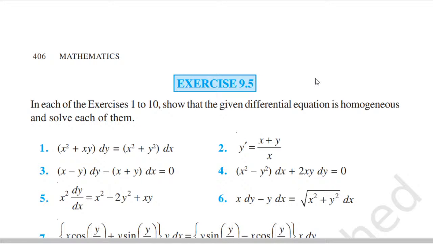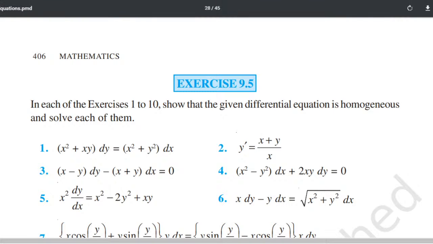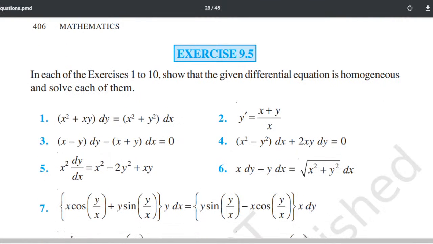x dy minus y dx is equals to root x square plus y square dx. Right, looking just quite the same as previous questions. Can you read the next one? The 7th one? Yes, sir. I am skipping the 6th one for you people. 7th, please read. Yes. x cos y upon x.